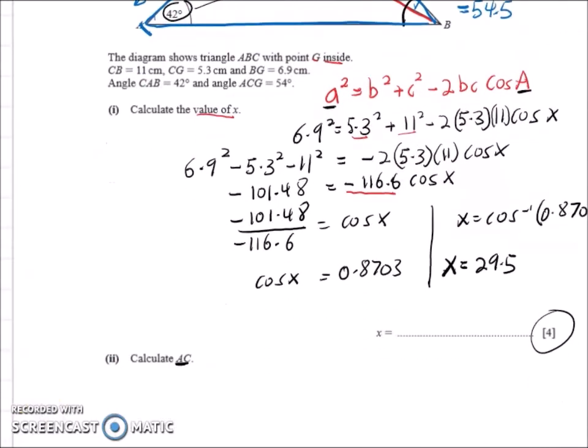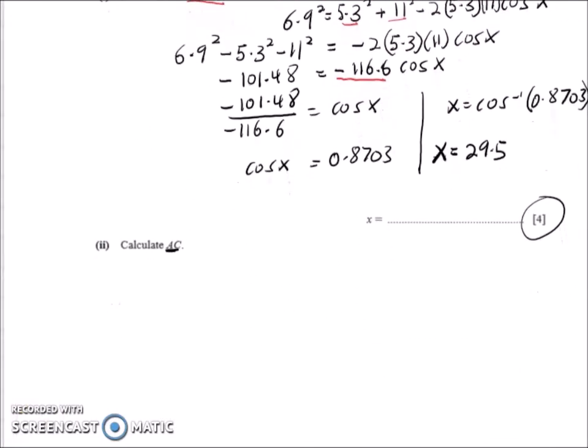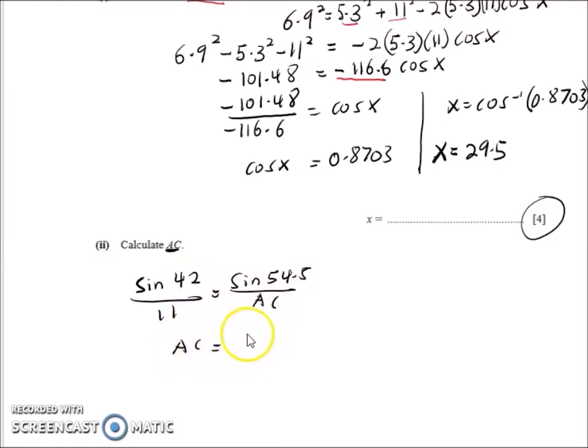Okay, so I'll be doing the question over here. Here will be sine 42 over 11 and sine 54.5 over AC. So we just move the AC to the opposite side, make it the subject, and here we remain with sine 54.5, and then here will be 11 over sine 45. Okay, so we just solve this.